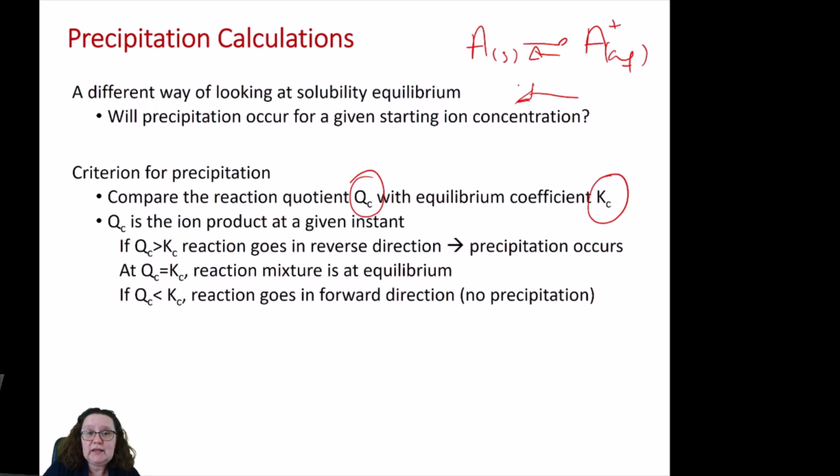If the quotient is the same as the equilibrium constant, then the reaction is at equilibrium and nothing will happen. It's a dynamic equilibrium; the forward and reverse reactions have the same rate. And if the reaction quotient is smaller than the equilibrium constant, the reaction has not reached equilibrium yet and will go in the forward direction, which means there is no precipitation. The chemical will be in solution.